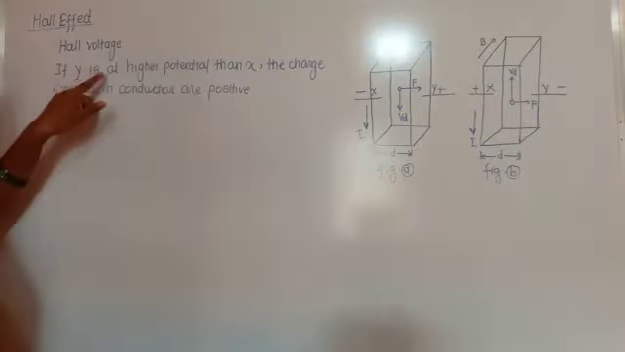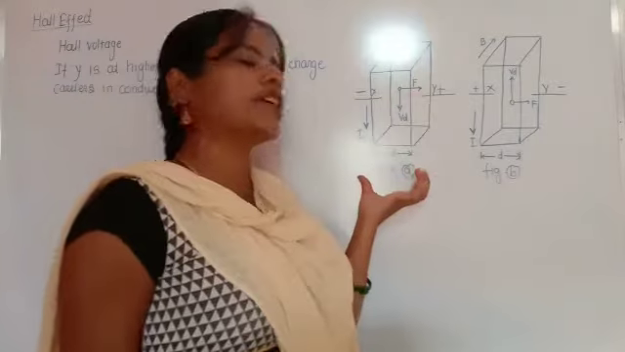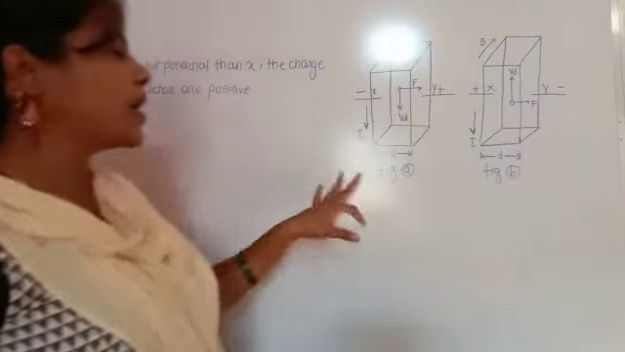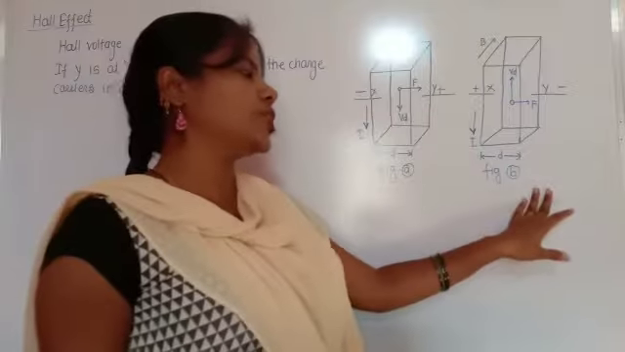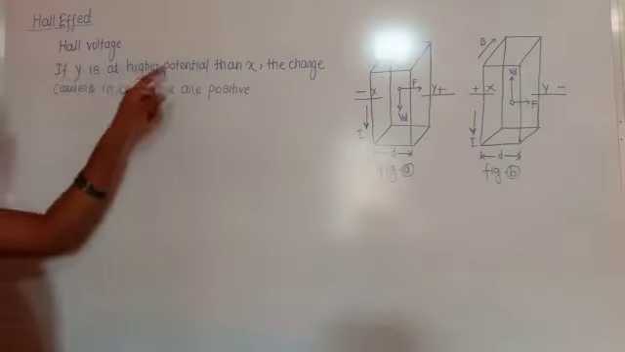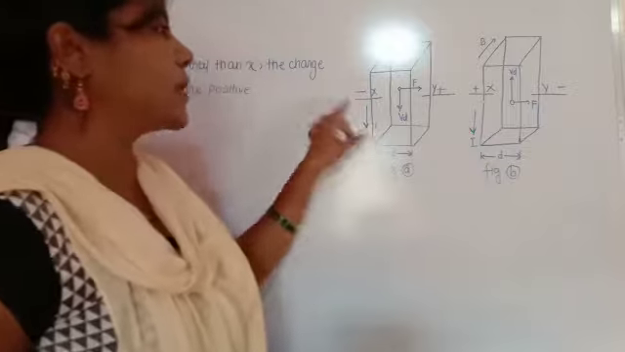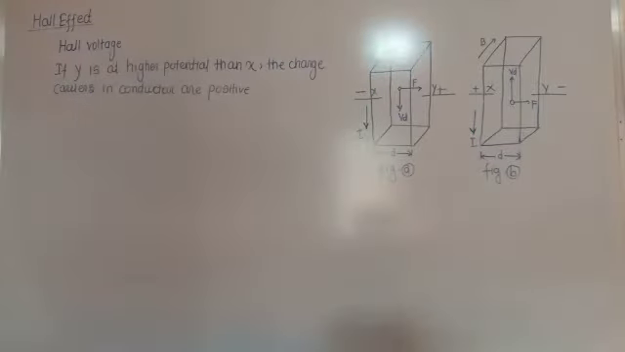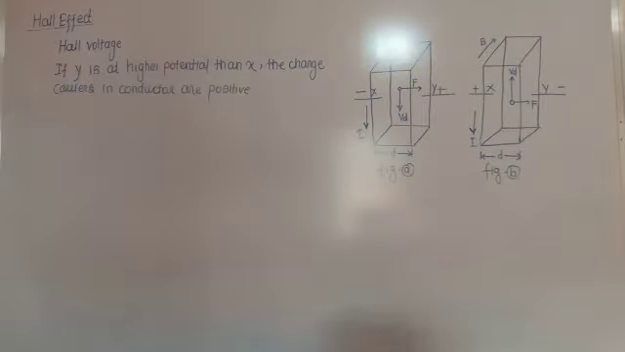If Y is at higher potential, as in the first diagram, this is the positive charge carrier. We concluded in the previous class that this is the positive charge carrier conductor and this is the negative charge carrier conductor. So the next concept, using the Hall voltage: if Y is at higher potential and X is at lower potential, then we can confirm that the charge carriers in the conductor are positive.